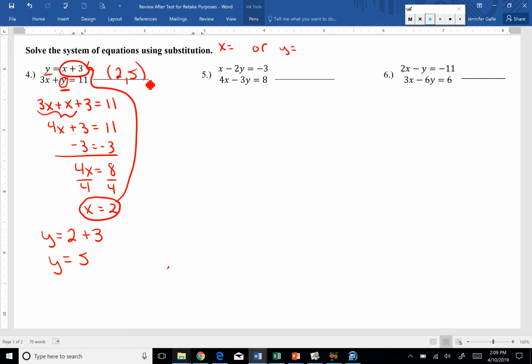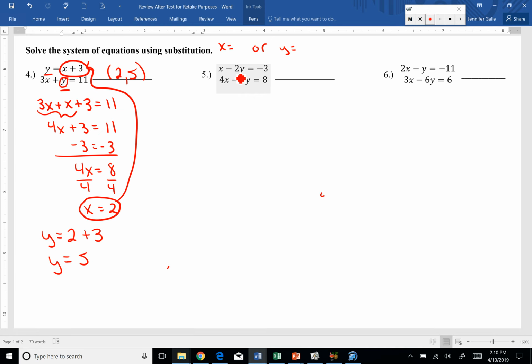Now in question number 5, though, we don't have an x equals or a y equals. So I cannot just circle and say, oh, well, I'm just going to take 2y and throw it in somewhere. I can't do that. So I have to make the easy choice. I need to create an x equals or a y equals.